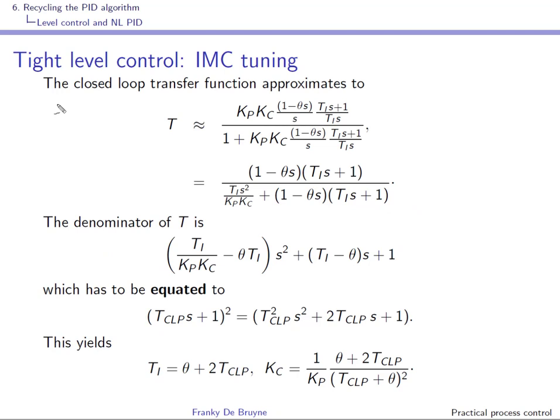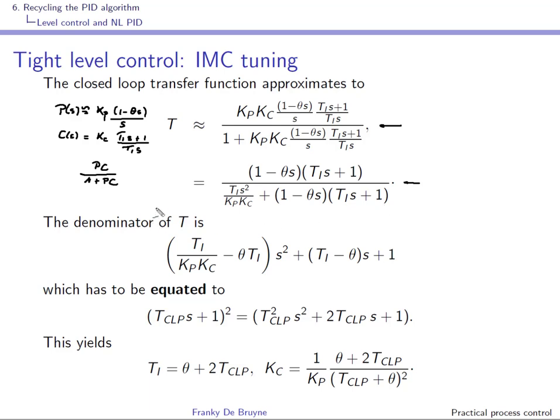Remember that we have approximated the system by Kp times (1 minus theta s) over s, right? And we're using a PI control, so Kc (Ti s plus 1) over Ti s. So this one is PC over 1 plus PC. So if you plug this in, this is what you obtain. If you go through the calculations and you put everything under the same denominator, this is what you obtain.